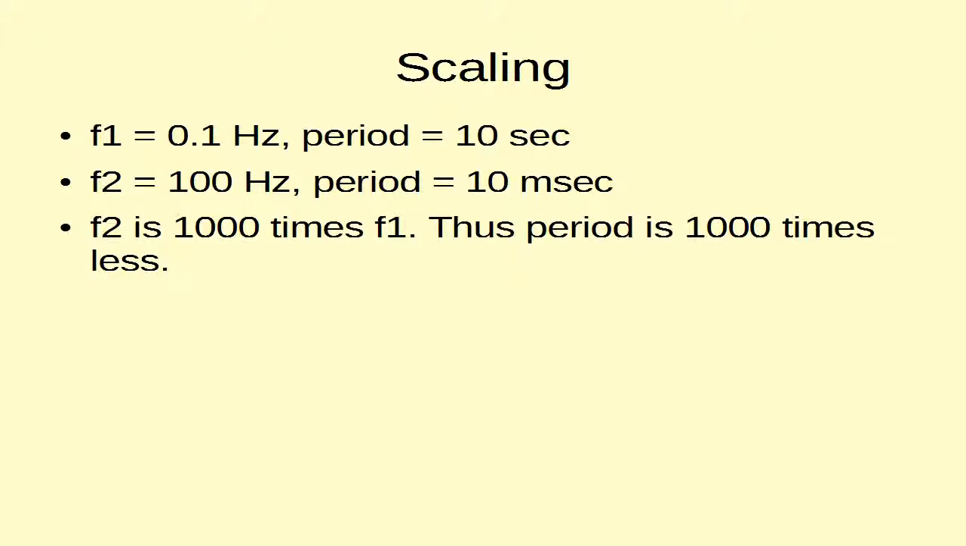In this program, we have only dealt with very small frequencies. If the frequency is, for example, 1000 times greater, the time period will be divided by 1000. We have seen that the 0.1 Hz wave has a time period of 10 seconds. Thus a 100 Hz wave has a time period of 10 milliseconds or 0.01 seconds.